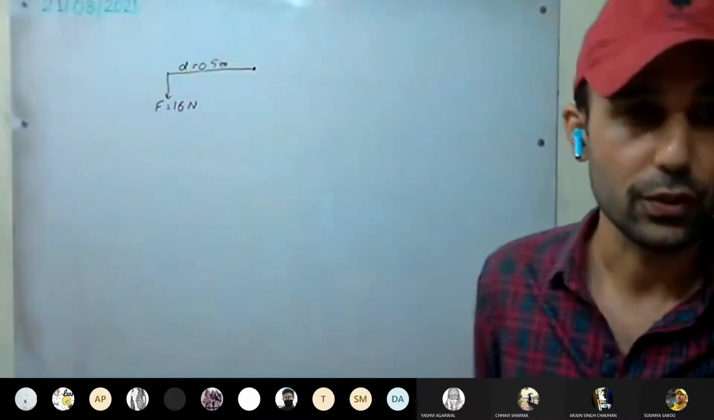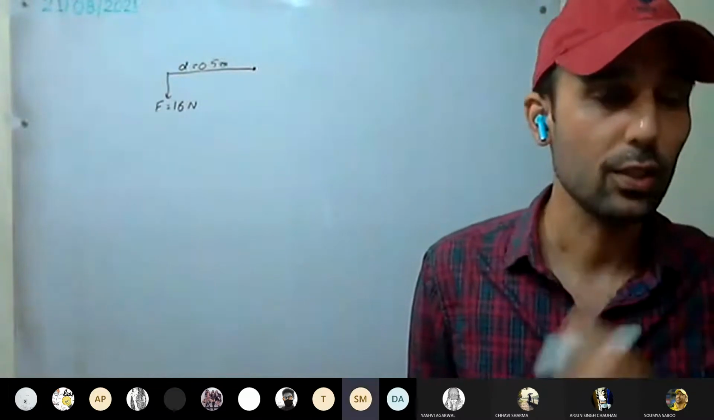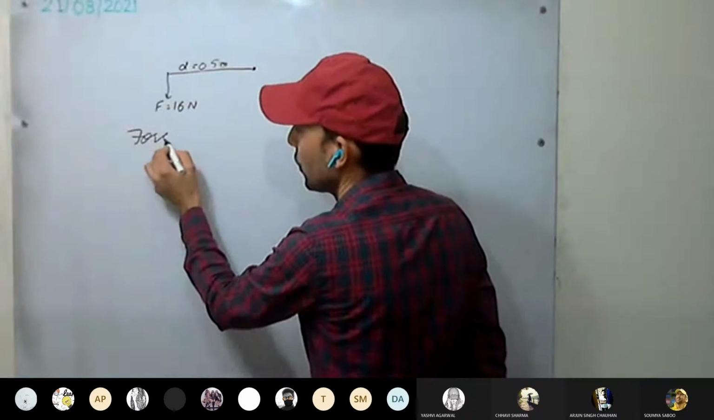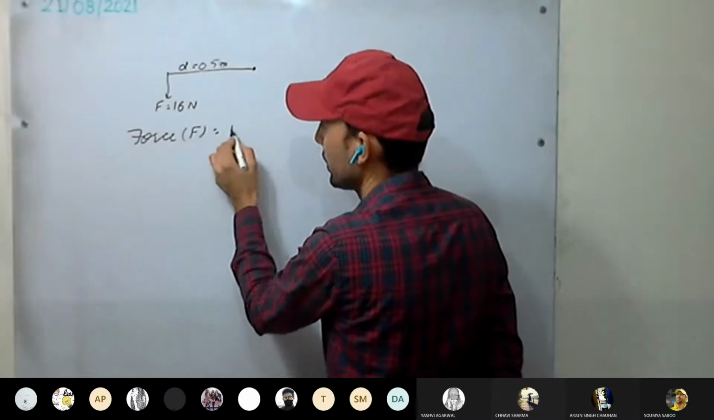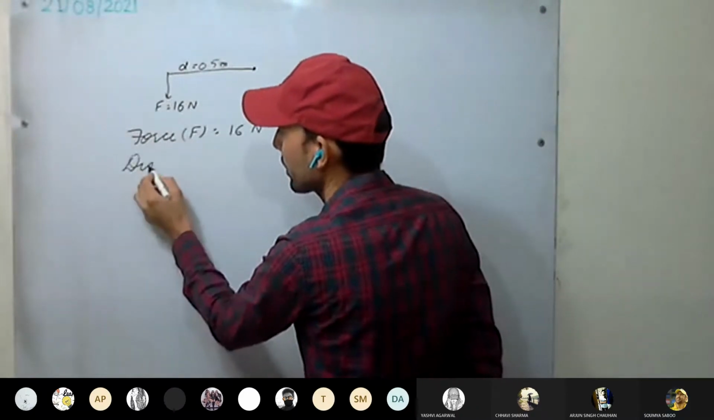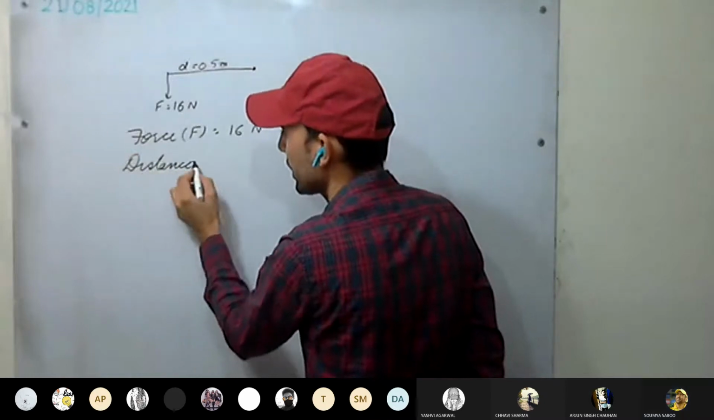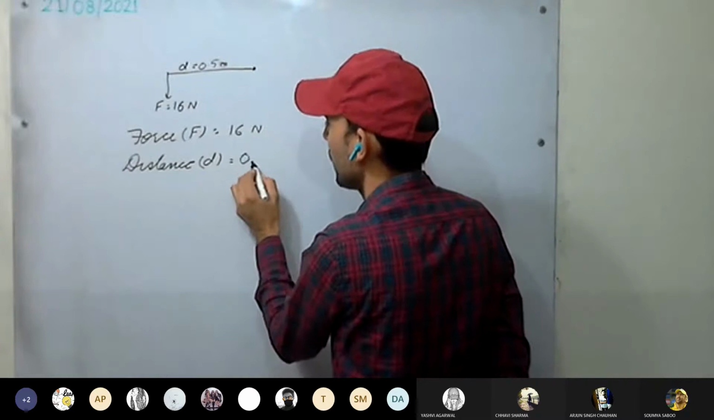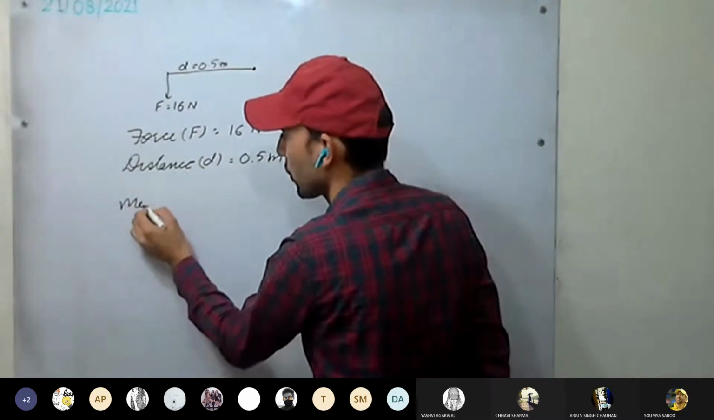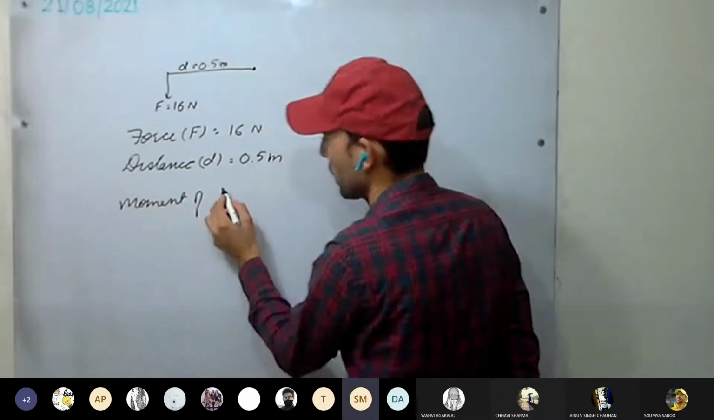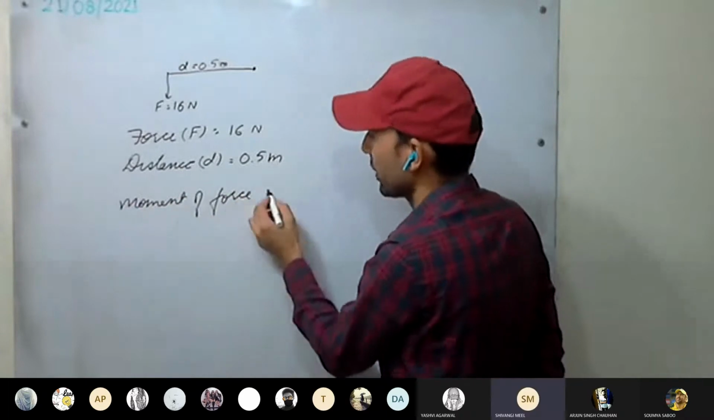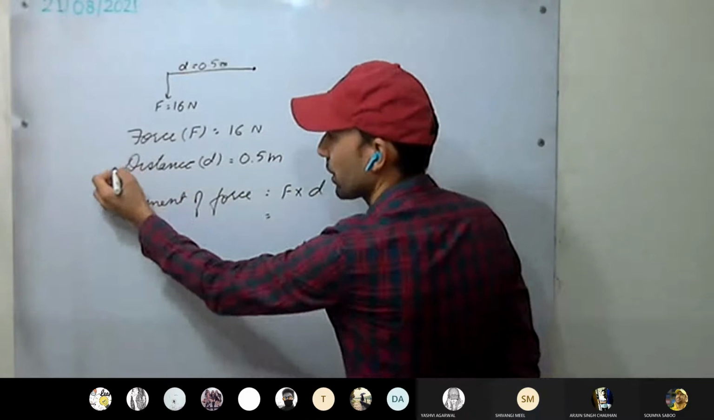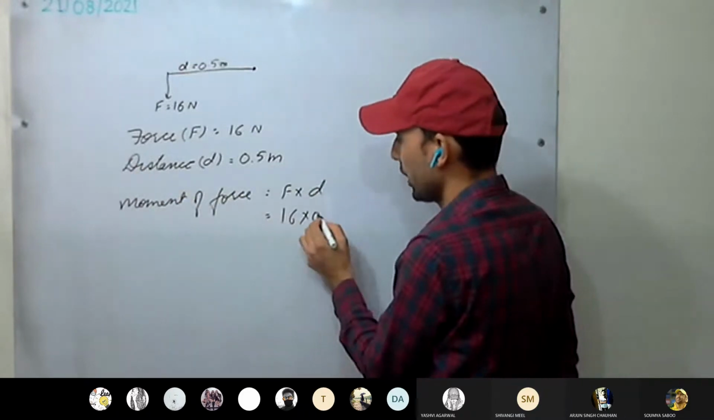So what is the formula for moment of force? Moment of force, torque or turning effect, they are saying. Force F is given, you will write it like this: F equal to 16 Newton. Distance, or perpendicular distance, is 0.5 meter. So moment of force, torque, equals force into perpendicular distance, F into D. So 16 into 0.5.